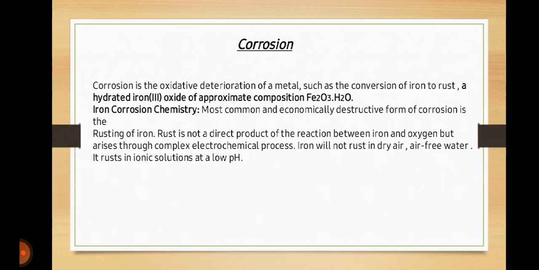Now coming towards corrosion. So what is basically corrosion? Corrosion is the oxidative deterioration of a metal, such as the conversion of iron to rust. Rust is a hydrated iron oxide of approximate composition. The most common and economically destructive form of corrosion is the rusting of iron. Rust is not a direct product of the reaction between iron and oxygen but arises through complex electrochemical processes. Iron will not rust in dry air or air-free water. It rusts in ionic solutions at a low pH.